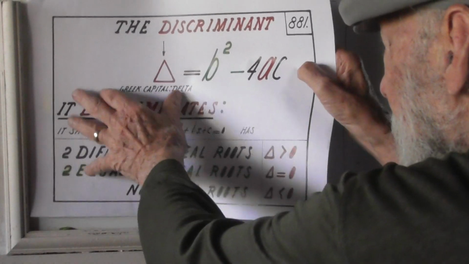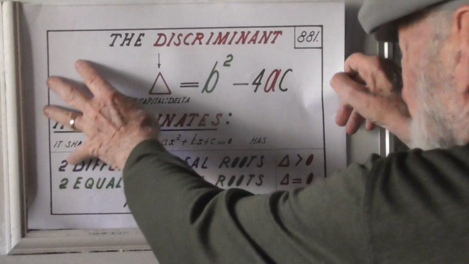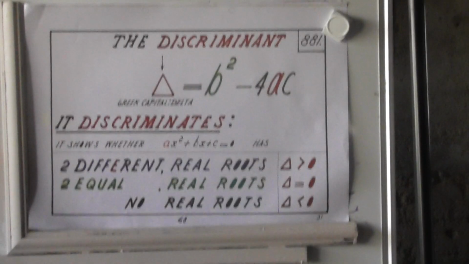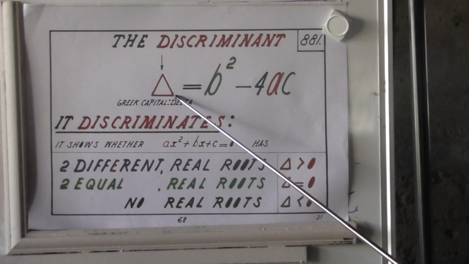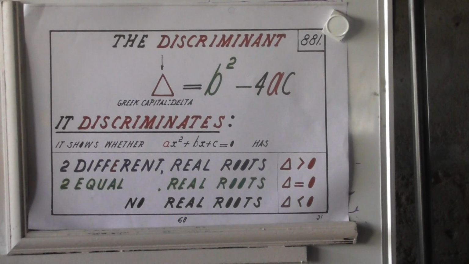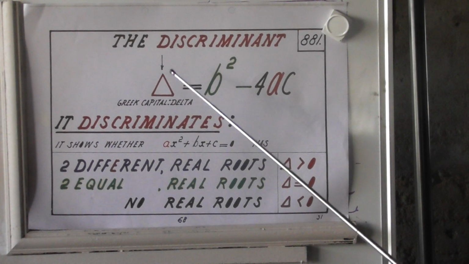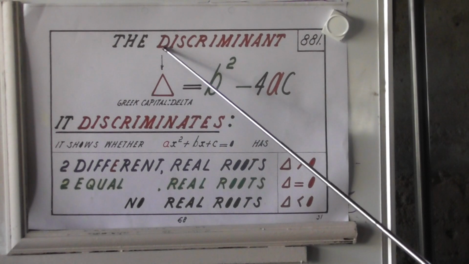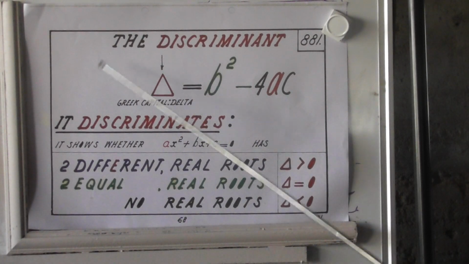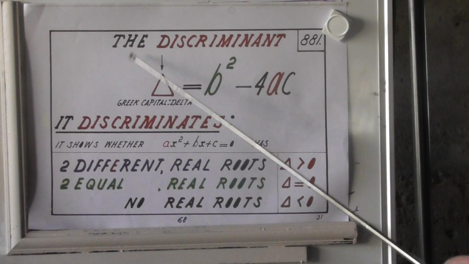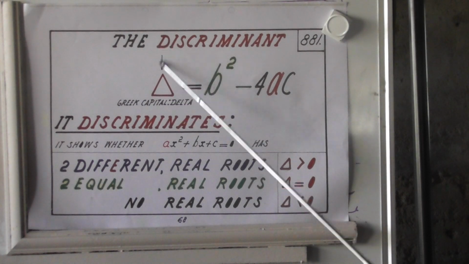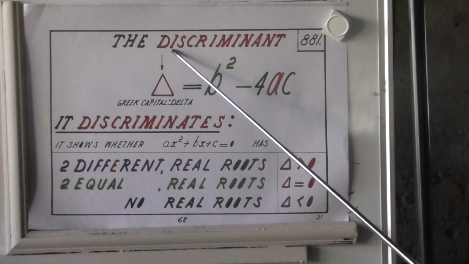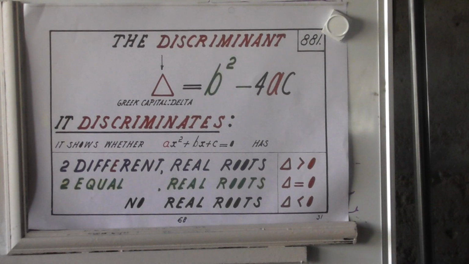I feel like a market salesman selling flowers. The discriminant, and we call that not a triangle, yes, it is a triangle, but it is the Greek capital D. Alpha, beta, gamma, D. Delta. D for D. Delta. The discriminant. It discriminates. Okay? It discriminates.